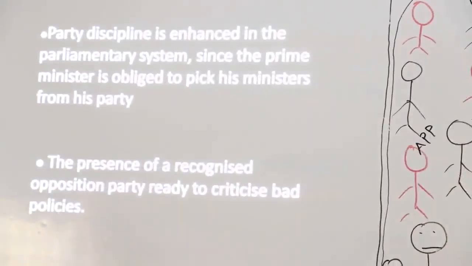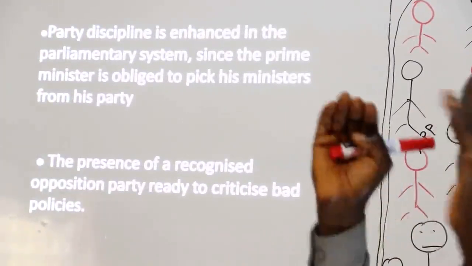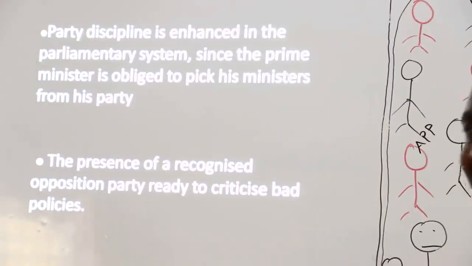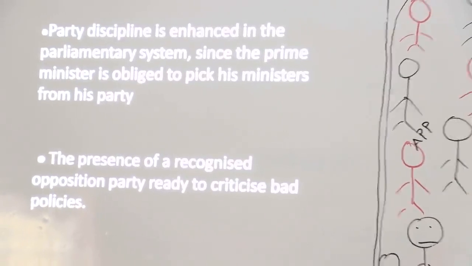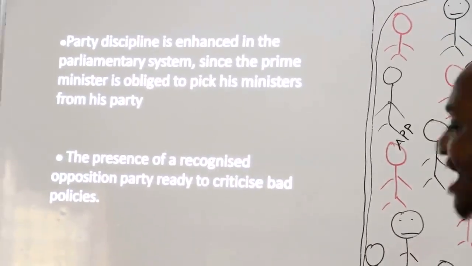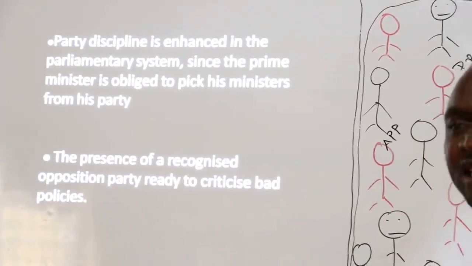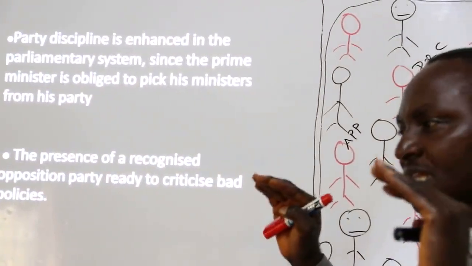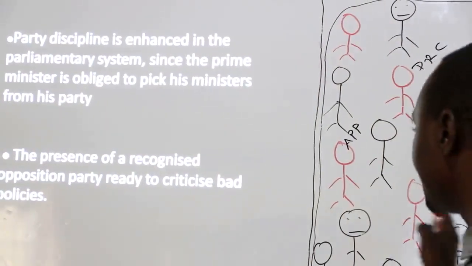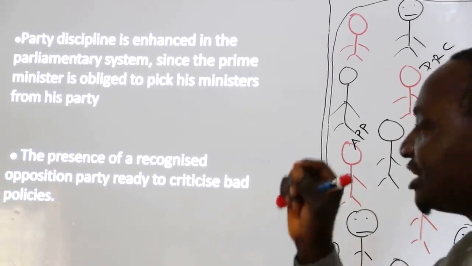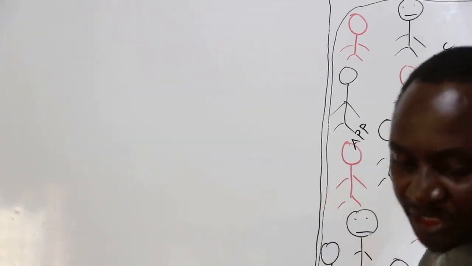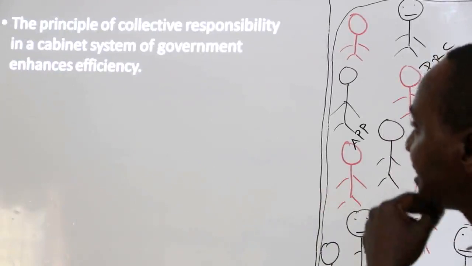Like I've said, the shadow cabinet is there. It is an official opposition party to check the excesses, the arbitrary use of power by the Prime Minister and his cabinet members, and those that form the largest part of the parliament. They are being checkmated by the opposition party. Let's see the next one.